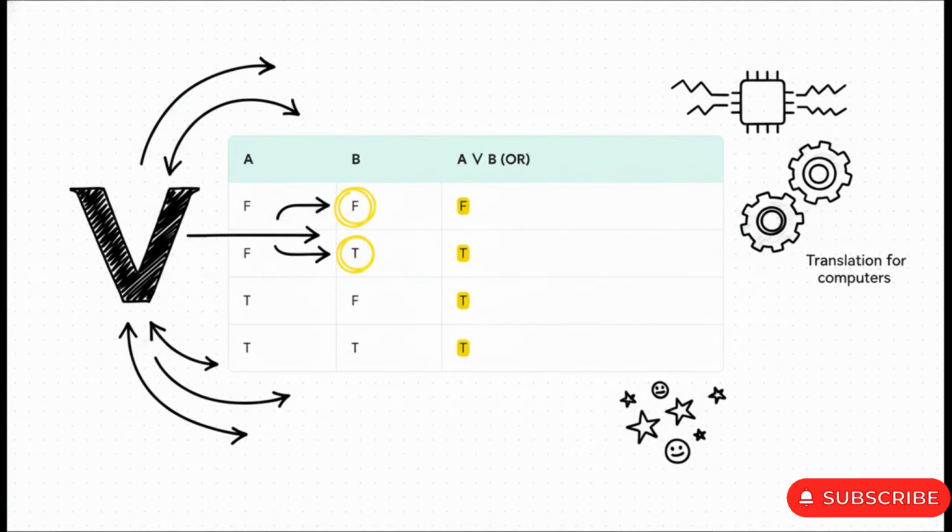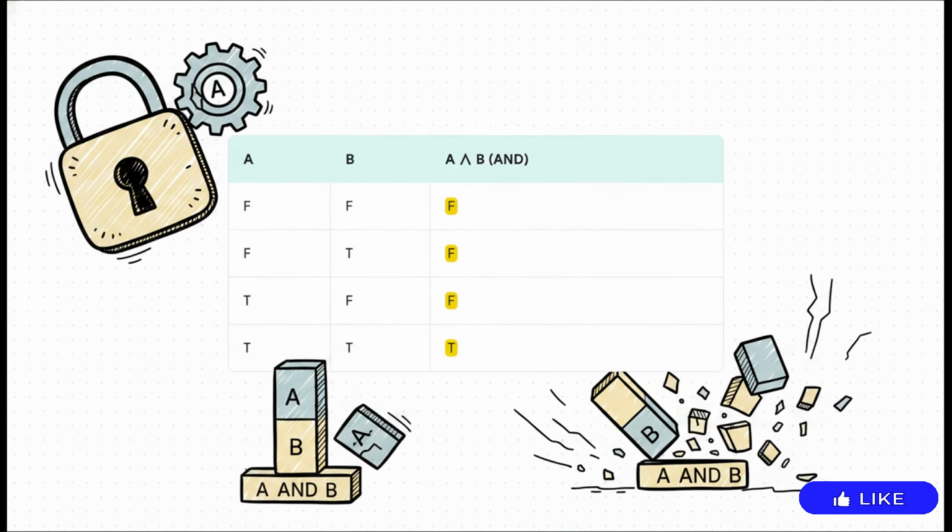First up is OR, and you'll see it written with this little V symbol. I like to think of OR as the optimist. As long as at least one of its inputs is true, the whole thing is true. The only way for an A or B statement to be false is if both A and B are false. And next we have AND. Now, if OR was the optimist, AND is the strict perfectionist. For an A AND B statement to be true, both A and B absolutely have to be true.